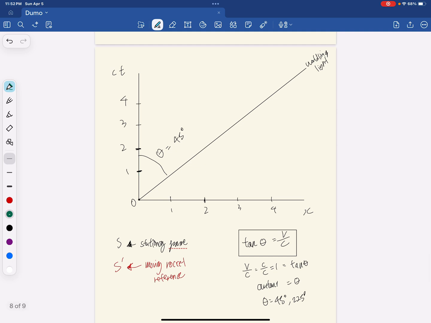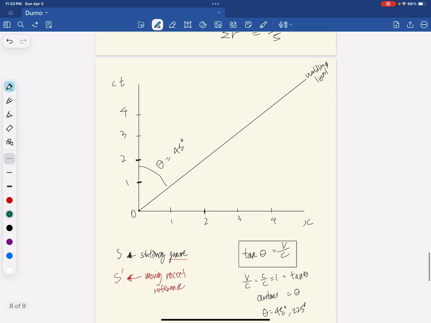Okay, so let's now talk about possible and impossible world lines. From our first few rules of relativity, we know that there's nothing faster than light. So let me ask you a question. Is this world line possible? The answer is no, because this world line shows that the object that's moving is faster than the speed of light, which is impossible.